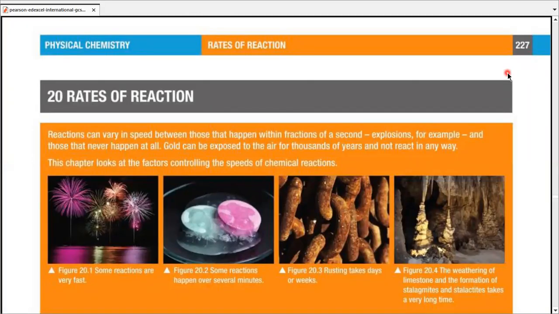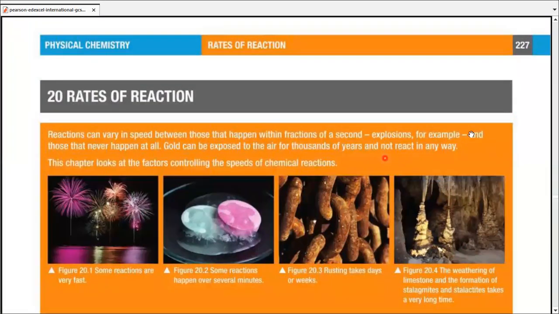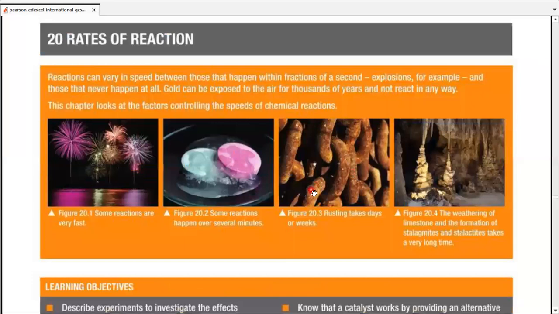Chapter number 20, rates of reaction. Now, reactions can vary in speed, just like given over here. Some reactions happen in fractions of seconds, for example, explosions. Other examples are glorious fireworks, and sometimes the dissolving of tablets in water.